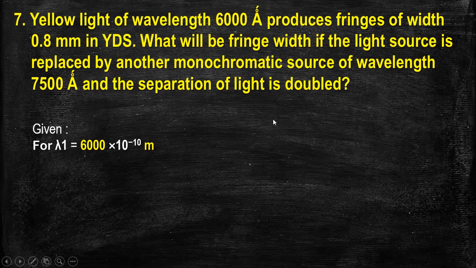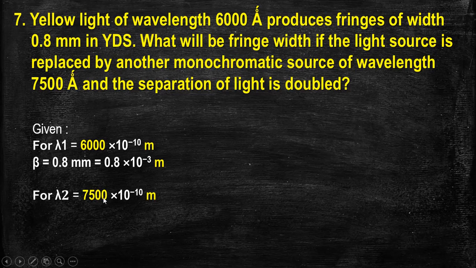Given values are lambda 1 is 6000 angstrom unit, means 6000 into 10 to the power of minus 10 meter. Beta value given is 0.8 millimeter or 0.8 into 10 to the power of minus 3 meter. Then for lambda 2 the value is 7500 into 10 to the power of minus 10 meter. Then they are asking beta dash if small d is doubled. This is the given value.